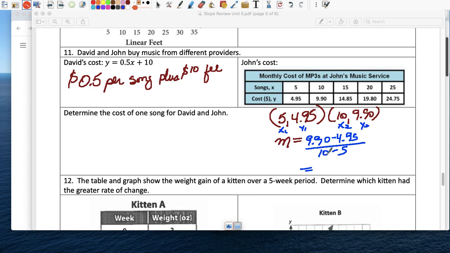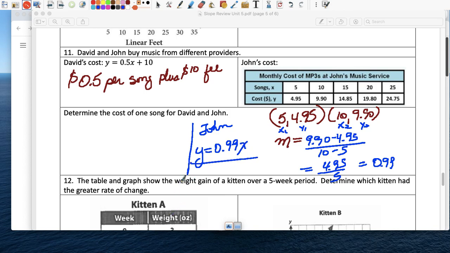9.90 minus 4.95 is 4.95, divided by 5. And this comes out to 0.99, or 99 cents. So for John, there are no setup fees. His equation will look like this, 0.99x. That's how much one song would be. So there's no setup fee for this guy. It's just 0.99x.